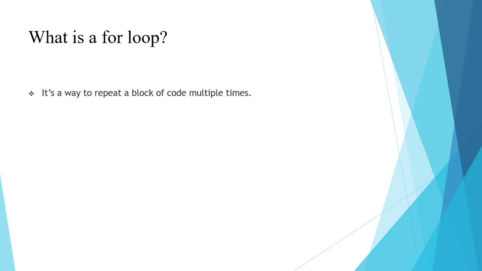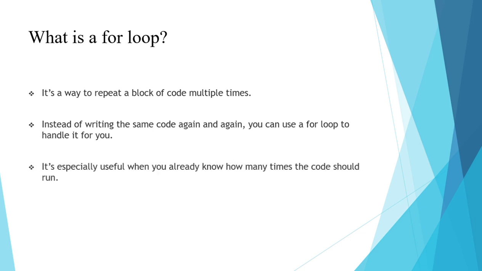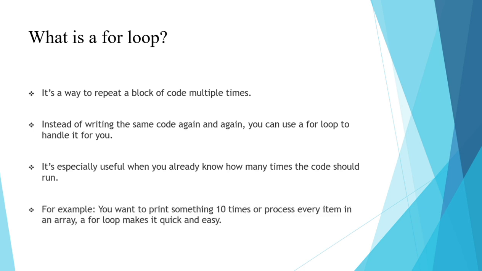Alright, first things first, what is a for loop? Simply put, it's a way to repeat a block of code multiple times. Think of it like a tool that automates repetitive tasks. Instead of writing the same code again and again, you can use a for loop to handle it for you. It's especially useful when you already know how many times the code should run. For instance, if you want to print something 10 times or process every item in a list, a for loop makes it quick and easy.